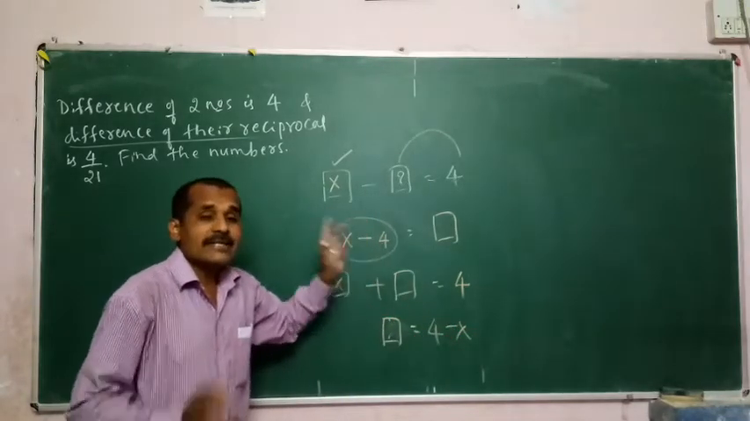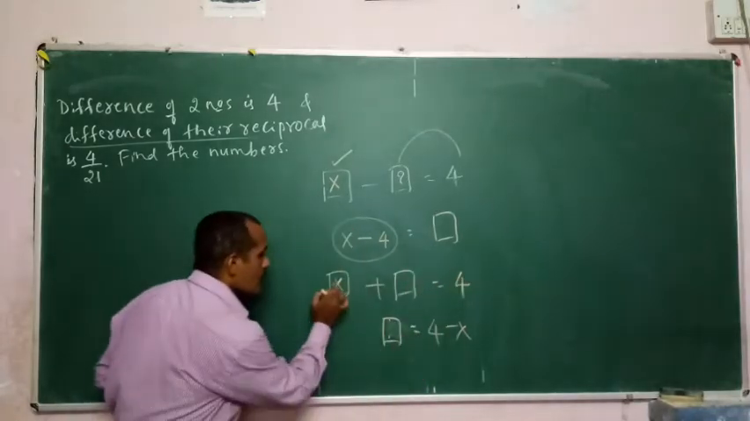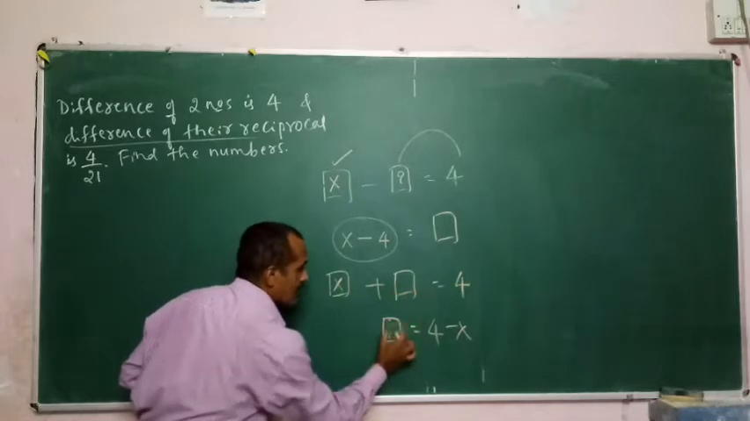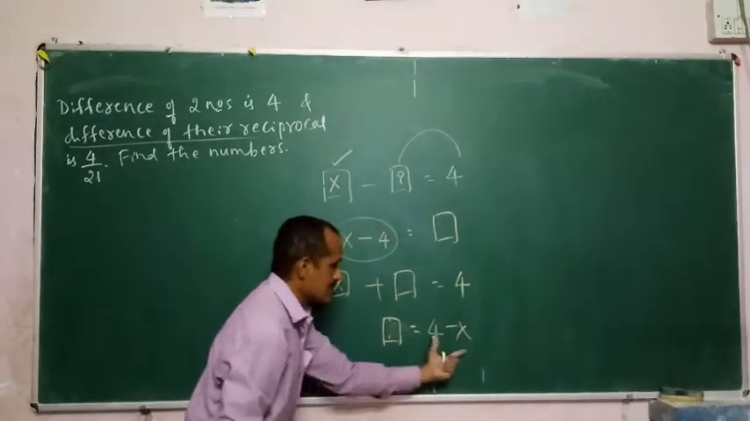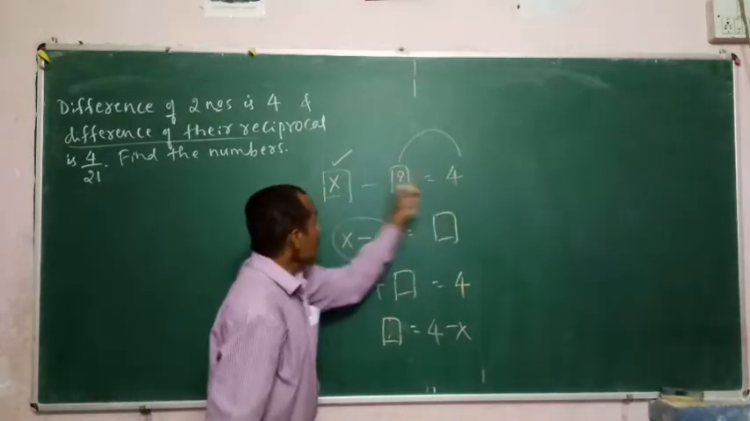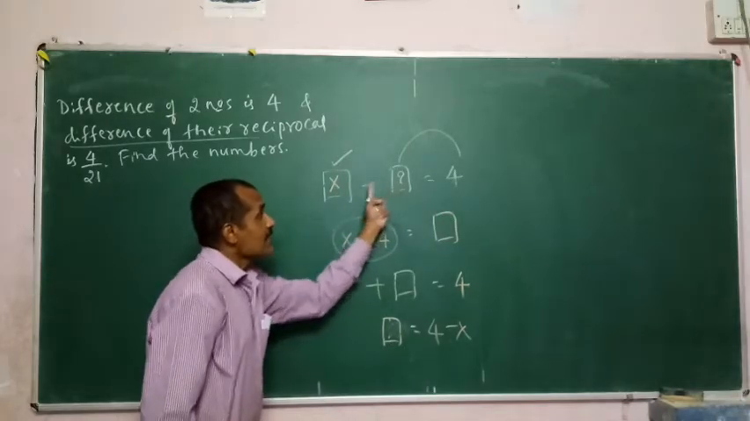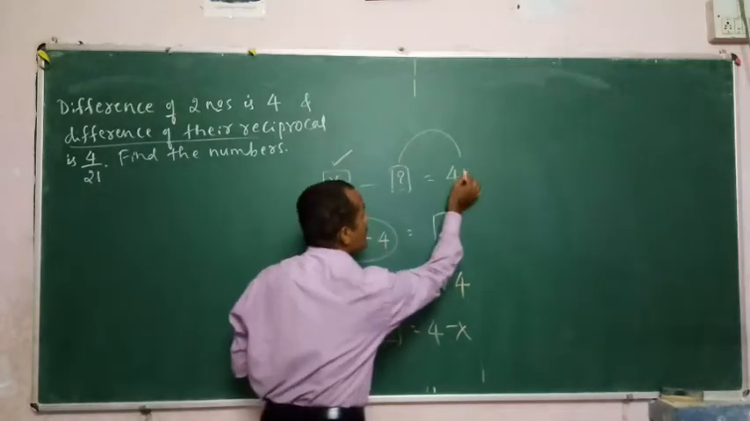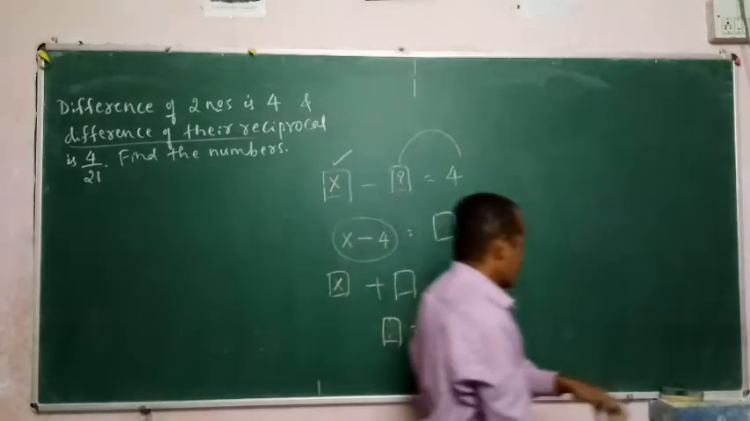To get a clear-cut idea, you will write like this. Sum of two numbers is 4. One number is x. The second number is 4 minus x. Here, difference of two numbers is 4. One number is x. What about the second number? Since the negative sign is there, I will shift it to the RHS, and 4 will come to the LHS. x minus 4 is the second number.